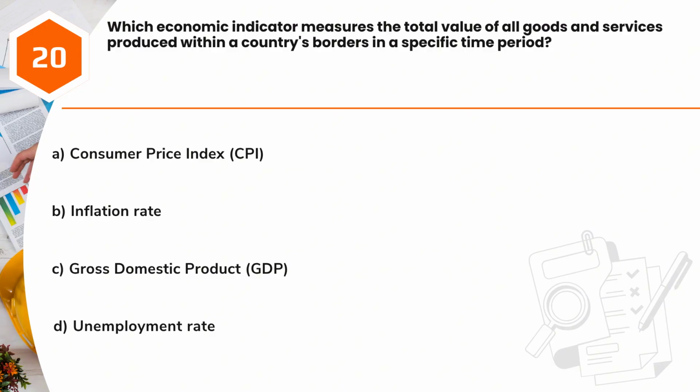Question 20. Which economic indicator measures the total value of all goods and services produced within a country's borders in a specific time period? A. Consumer Price Index, CPI. B. Inflation rate. C. Gross Domestic Product, GDP. D. Unemployment rate.